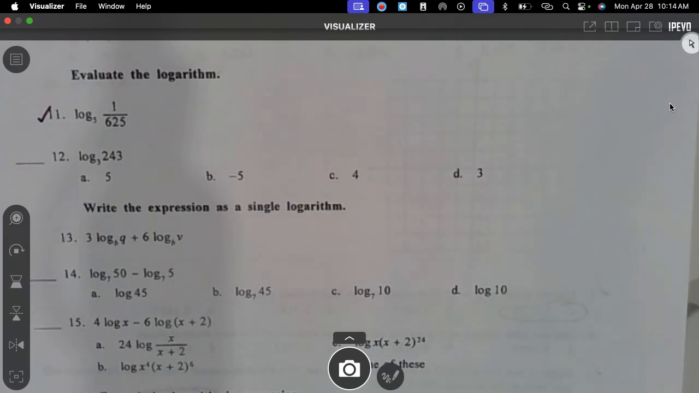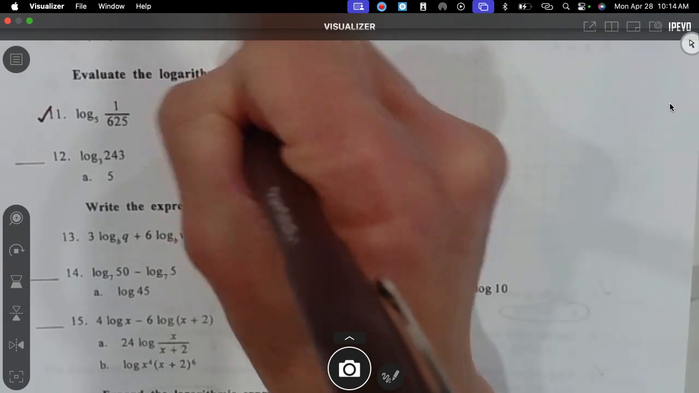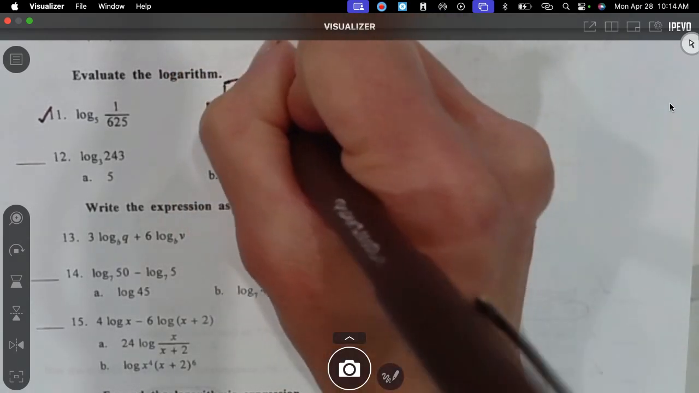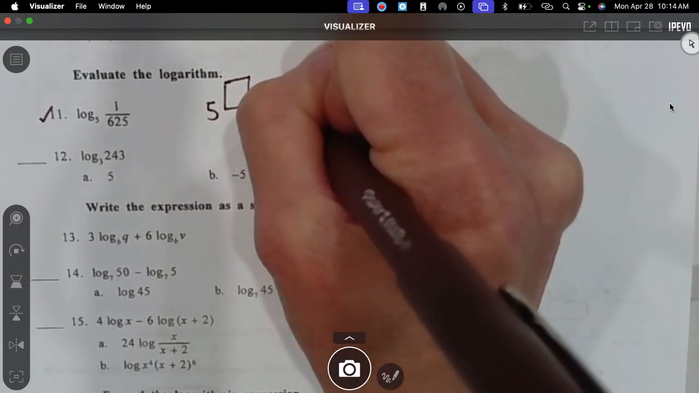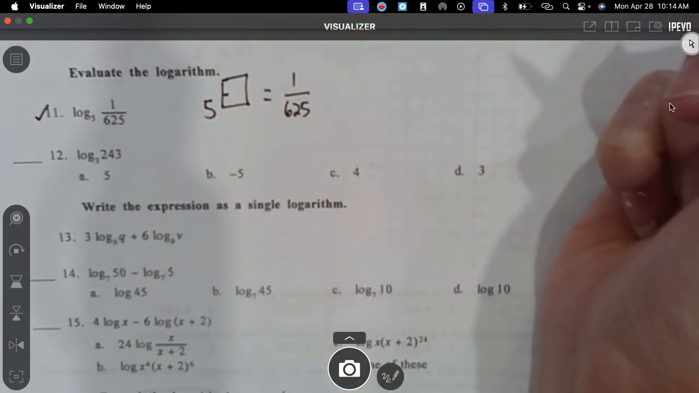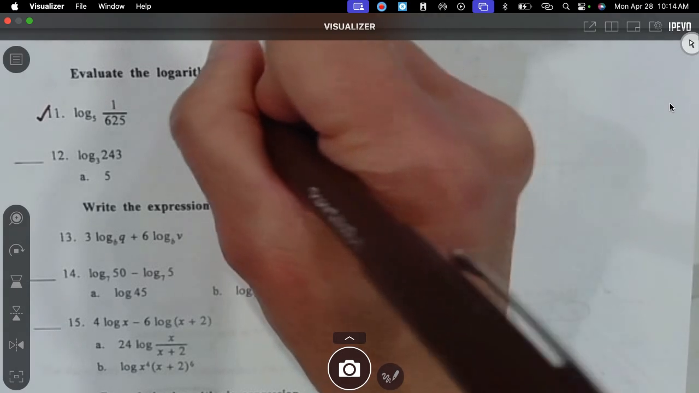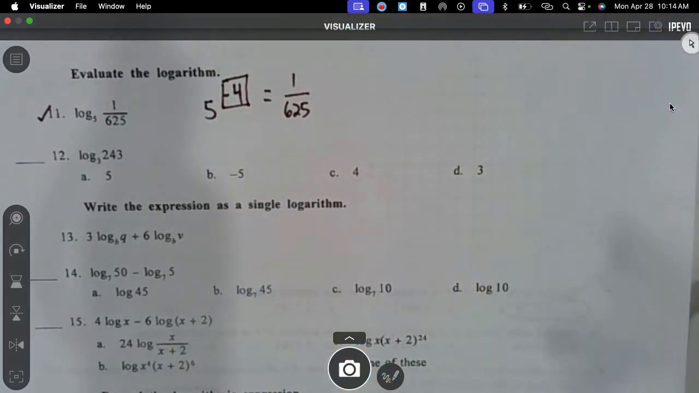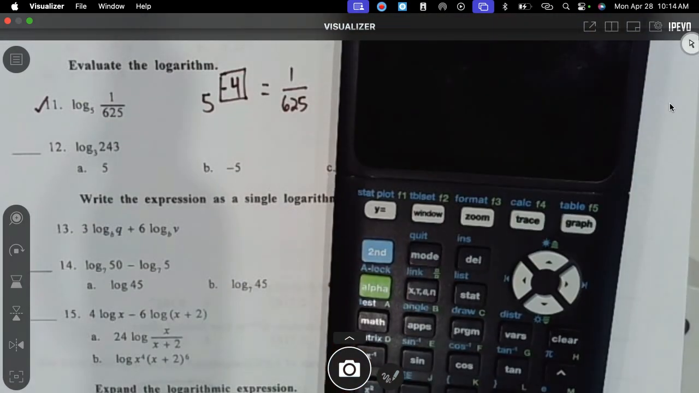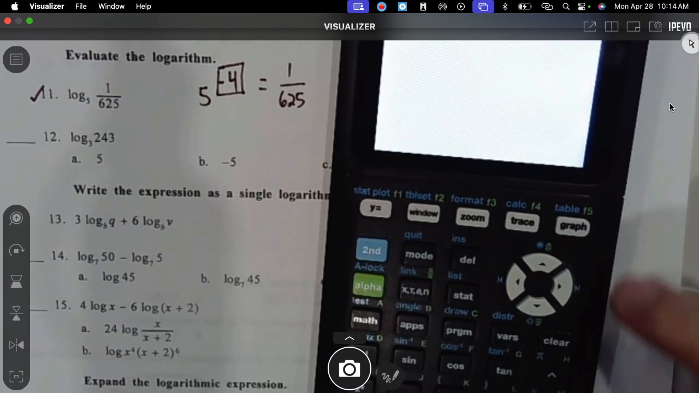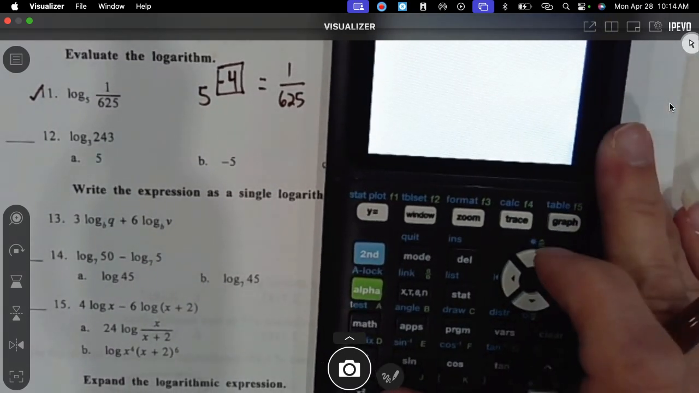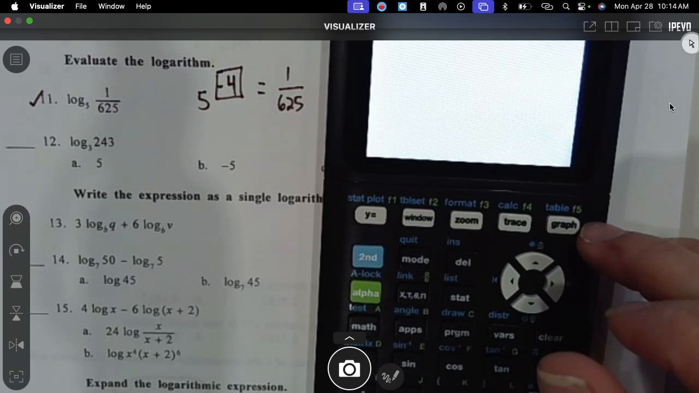You can use the change of base formula if you want. Or you can just type this in your calculator. Or just think, 5 to what exponent is 1 over 625? Well, we know it's a negative. And then we just have to figure out 5 to the 4th power. So it's negative 4. That's the right way to do it. You don't have to write it out like that, just say your answer is negative 4.